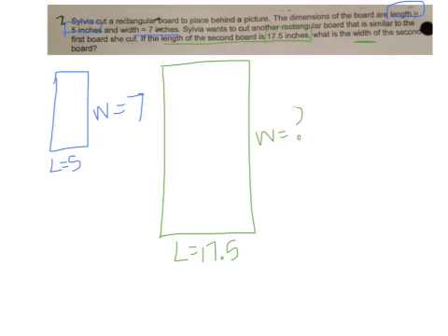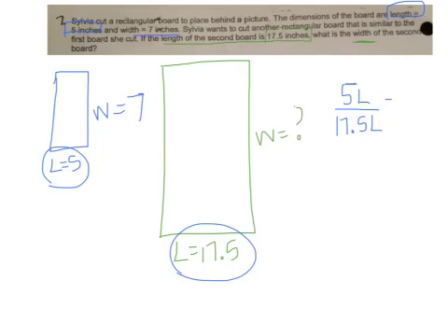So on top, I'm going to put 5 for my length. My other length is 17.5, so those are going to go together. 17.5 is another length. Then I'm going to put together my 2 widths. The first width that matches up with 5 is 7. And then the other width we do not know.